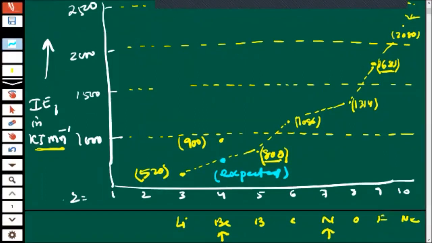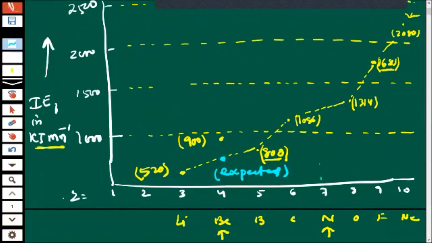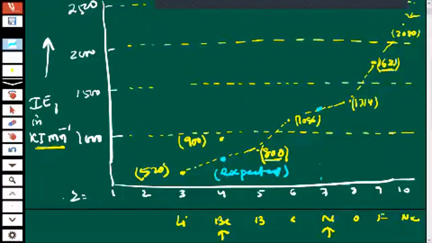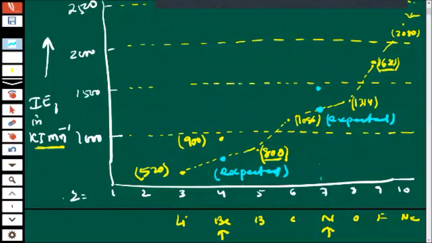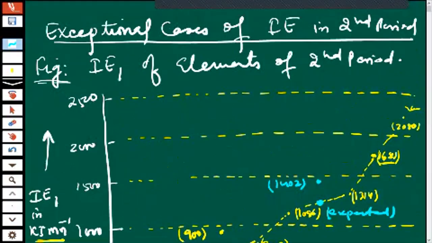In same way, for nitrogen, we expected somewhere here, children. This is expected value for nitrogen. But again, due to some reason, the value is a little bit high. Okay, the value is 1402. So little bit higher than our expectation. So in second period, two members are showing exceptional behavior.